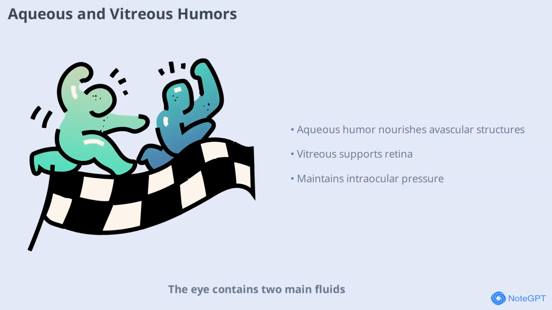The eye contains 2 main fluids: aqueous humor in the anterior and posterior chambers, and vitreous humor filling the space between the lens and retina. Aqueous humor is produced by the ciliary body, circulates through the pupil, and drains via the trabecular meshwork and canal of Schlemm. Vitreous humor is a gel-like substance that supports the retina and maintains the eye's shape. Both fluids are essential for optical clarity and intraocular pressure.